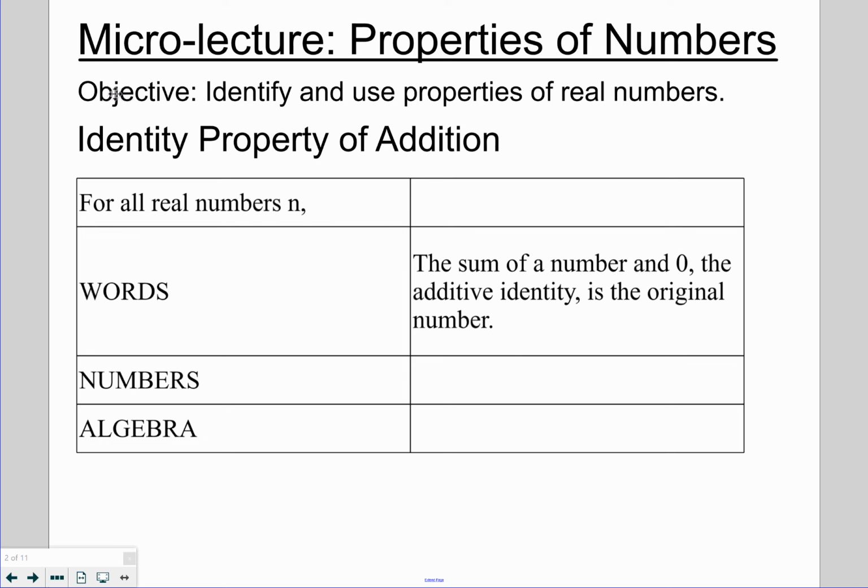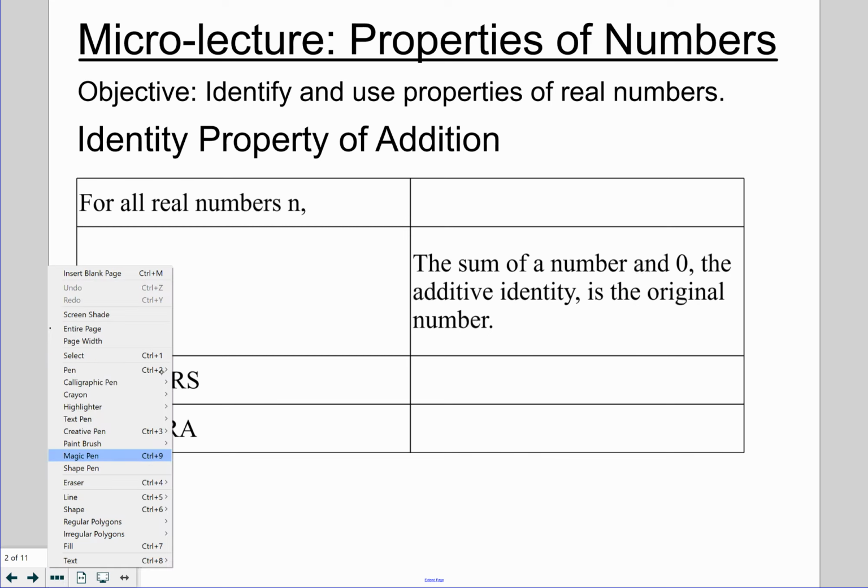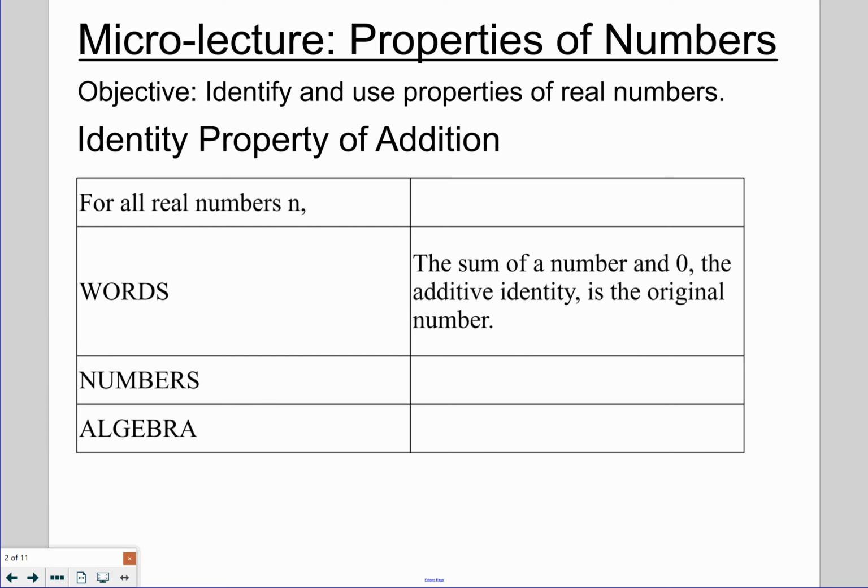The first one, the identity property of addition. In words, it says the sum of a number and 0 is the original number. All right, so Carlos, what's your favorite number? 5. So we have 5 plus 0 is 5.